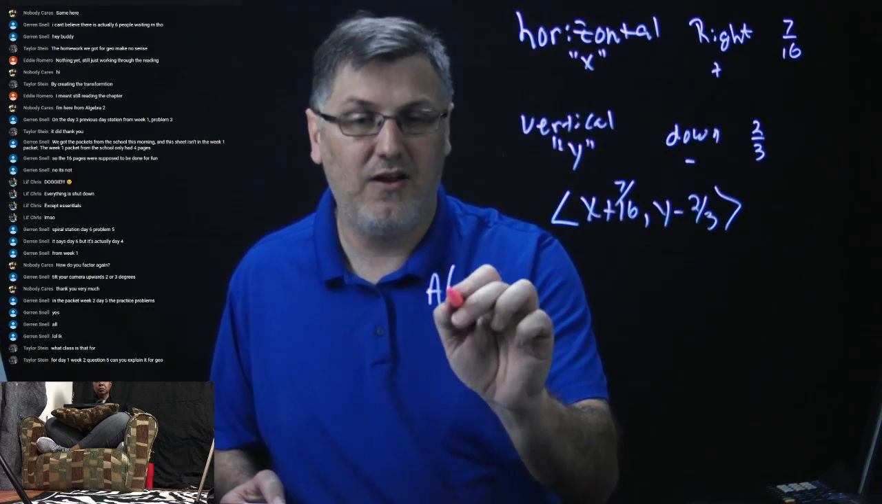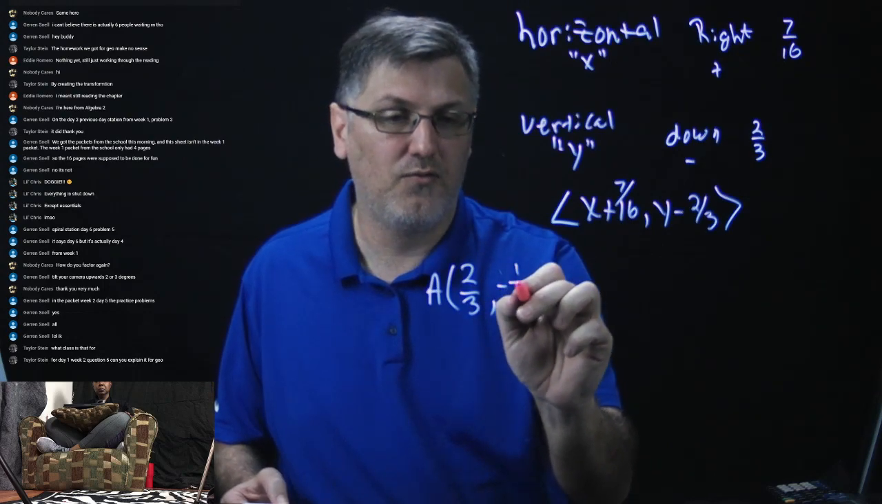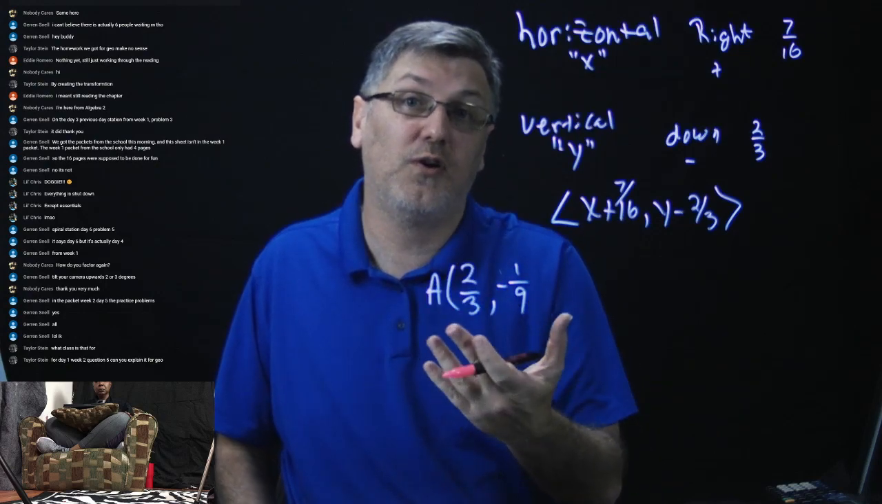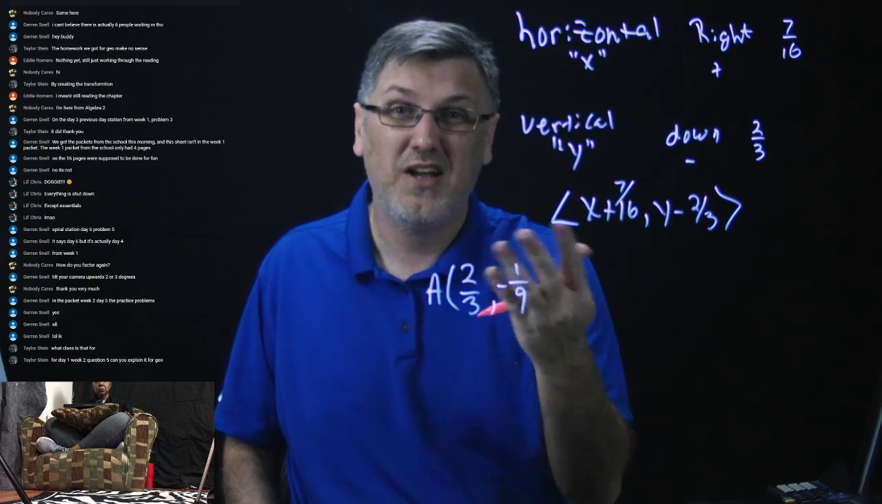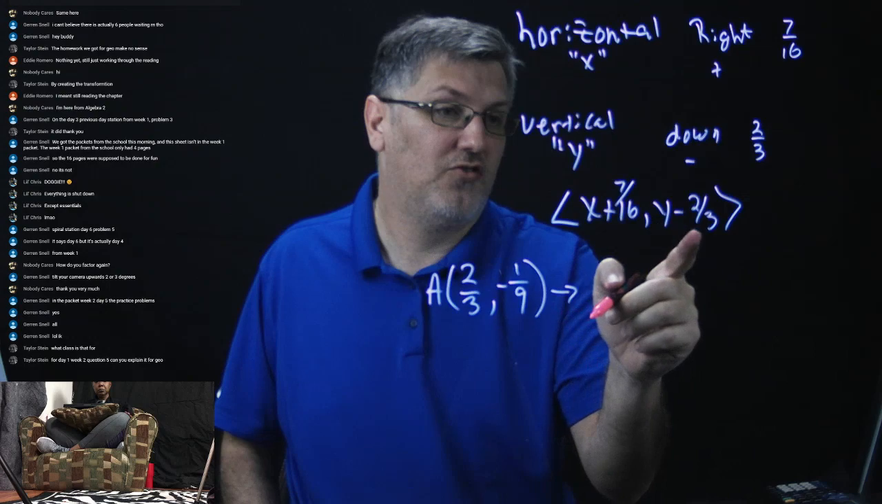So I have A, which is 2/3 and negative 1/9. Now, if you notice the way I typed it, I put the negative up front, but in math it's called a free-floating negative. It's allowed to be up top, on the bottom, or out in front, like I wrote it here. They all mean the same thing. And that's going to map to my mapping here.